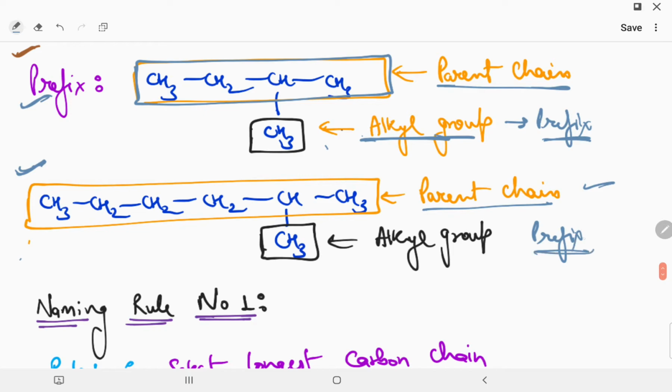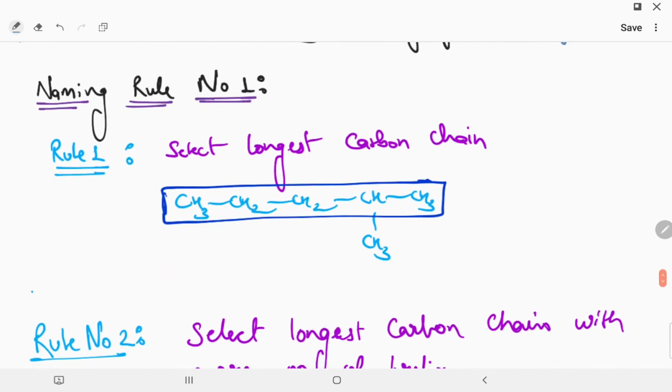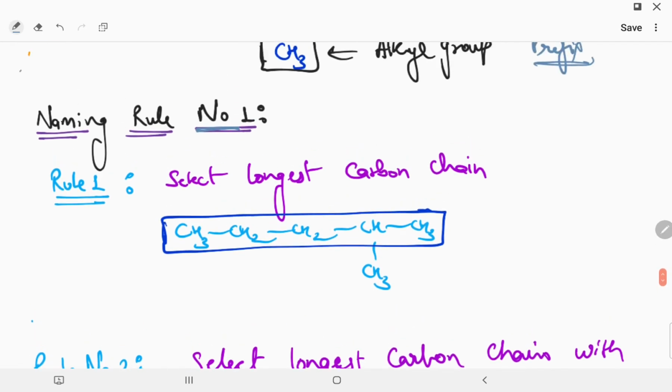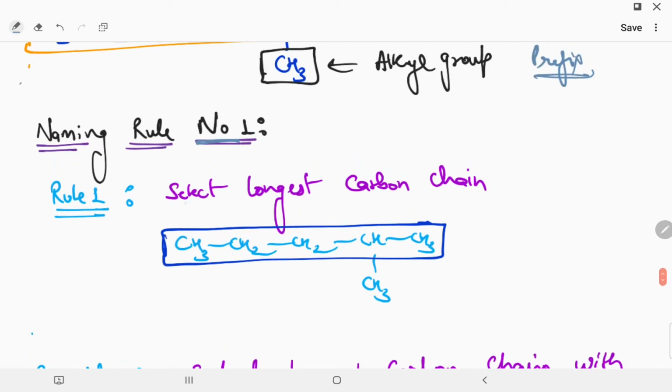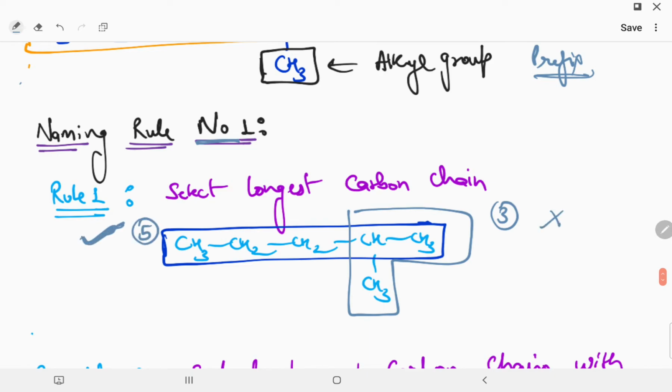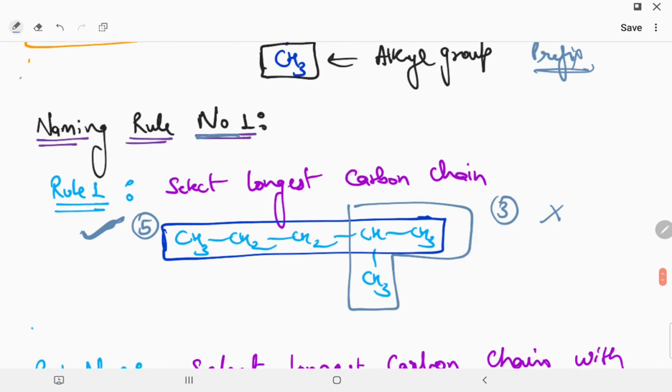Now naming rule number 1 says: select the longest chain. If a compound is given to you, we have two different options. Either we select this chain, which contains 3 carbons, or this one containing 5 carbons. So the 5-carbon chain is the longest chain we select; the 3-carbon chain we cannot select. That is rule number 1 of naming.